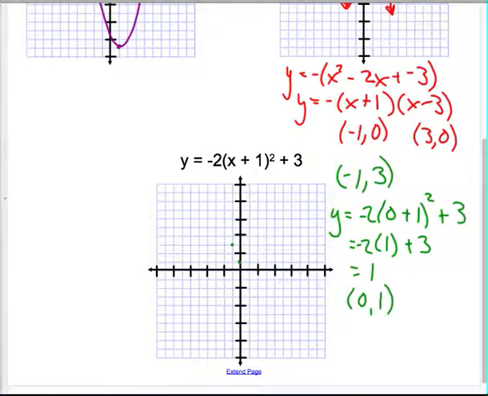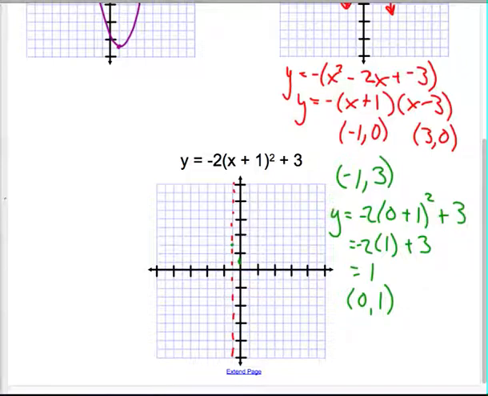And then I like to use the axis of symmetry through the vertex. Wait a minute, sorry guys. My vertex was negative 1, 3. That was my y-intercept. This is the 3rd time I've recorded this, so I'm not starting over from my mistake.